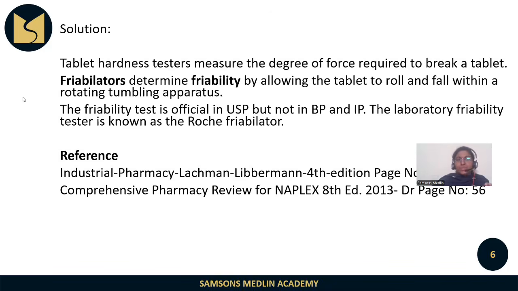So let us look into the solution also. Tablet hardness testers measure the degree of force required to break a tablet. Friabilitors measure the friability by allowing the tablet to roll and fall within a rotating tumbling apparatus. So hardness, friability. Hardness is measured using hardness testers. Friability is measured using a friabilitor or a rotating tumbling apparatus. Both are different types of tests. Now, next question.